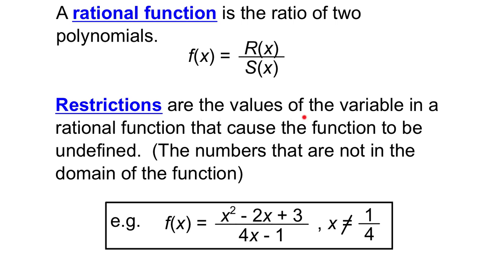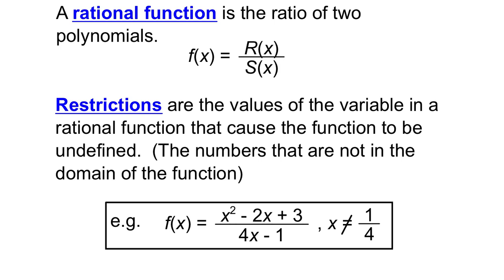Restrictions are the values of the variable in a rational function that cause the function to be undefined. Or I can say the numbers that are not in the domain of the function. Here's an example. f of x is equal to x squared minus 2x plus 3 over 4x minus 1. Now, a restriction would be that x cannot equal 1/4.